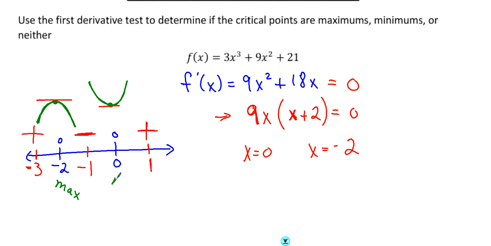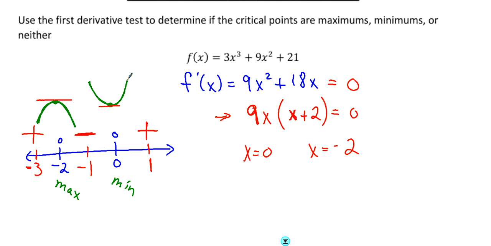But 0 is a minimum because it goes down and then back up. This is how you use the first derivative test to tell if these critical points are maximums, minimums, or neither. Okay? It's just like that.